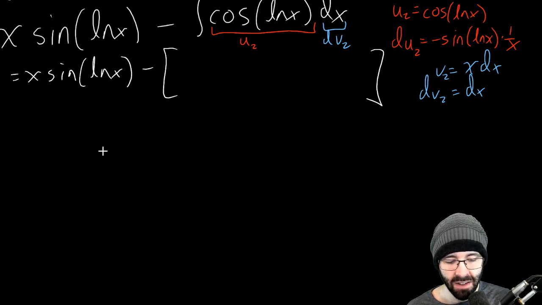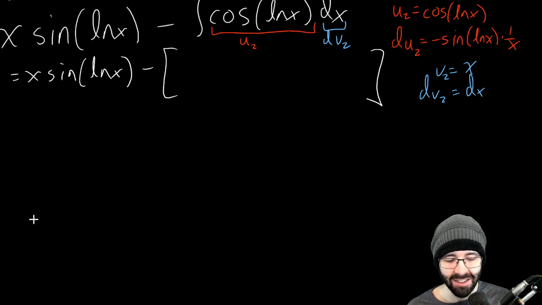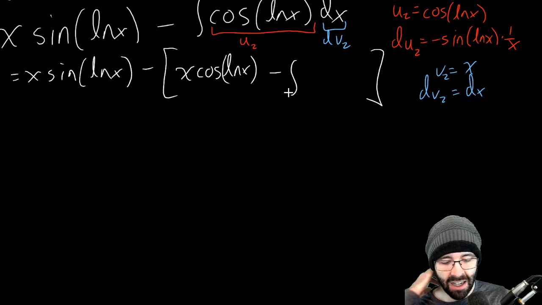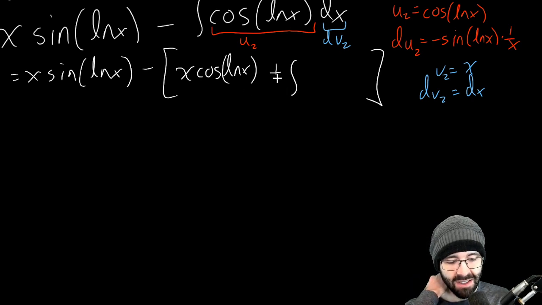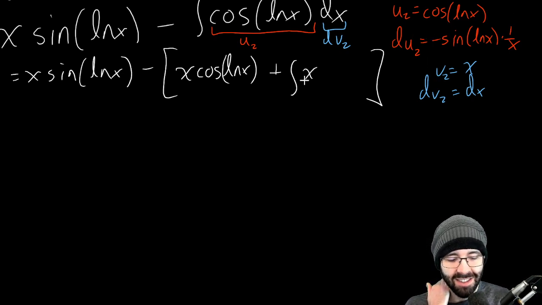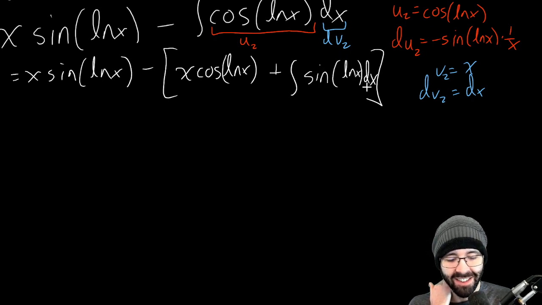uv, which is x cosine of ln x, minus the integral of v du. Again, the negatives are going to cancel here, so we're going to get plus. And the 1 over x cancels with the x. We're multiplying these two guys right here. The x's cancel. We just get sine of natural log of x dx.